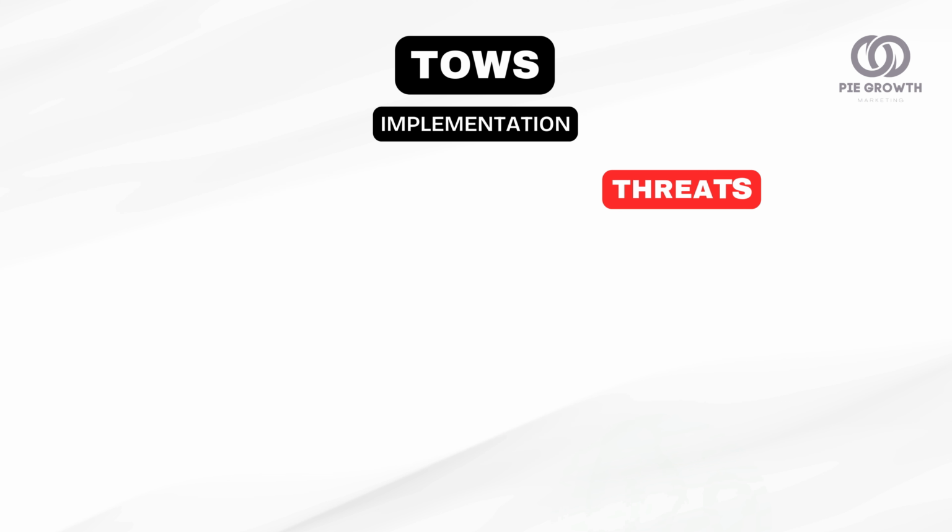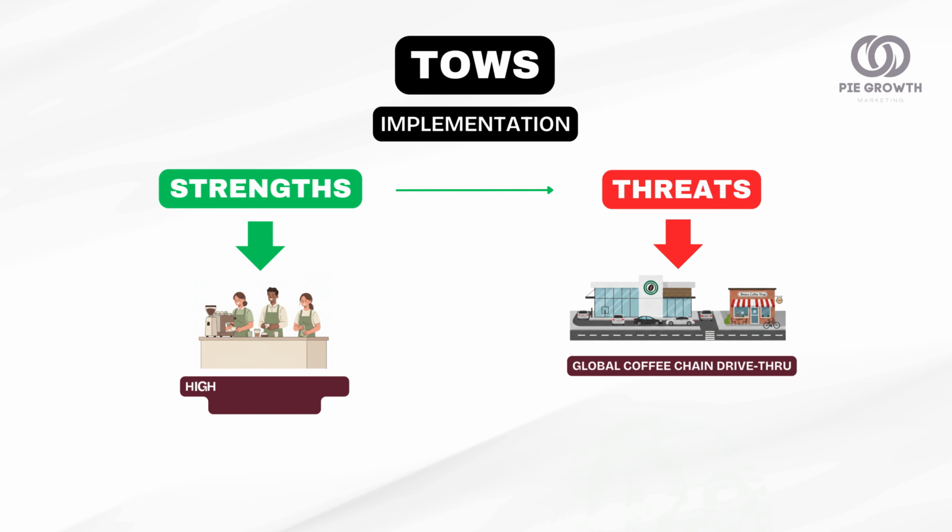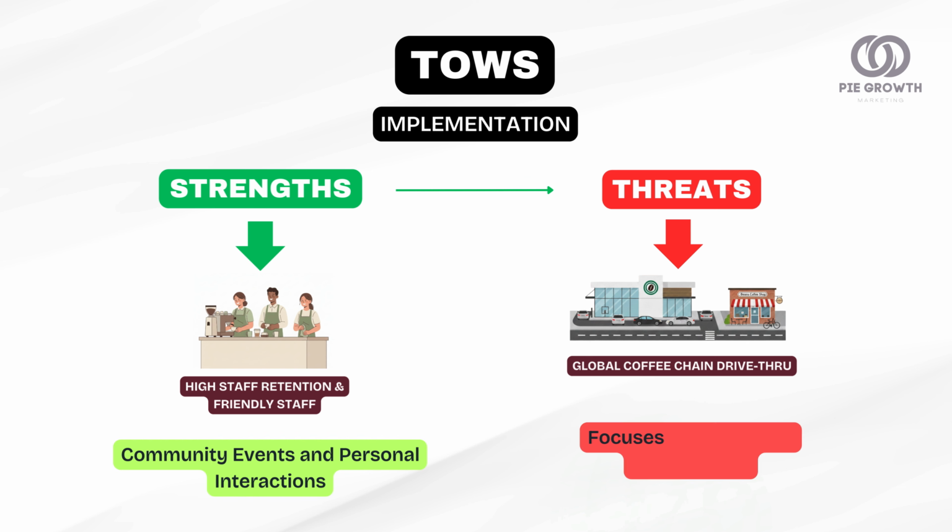Third, we neutralize threats using our strengths. We know that a big coffee chain opening nearby is a clear threat, but we have high staff retention and genuinely friendly service, which are strong advantages. By leaning into these strengths, the strategy becomes to double down on community events and personal interactions. While the big chain focuses on speed and convenience, we focus on building real connections with our customers.